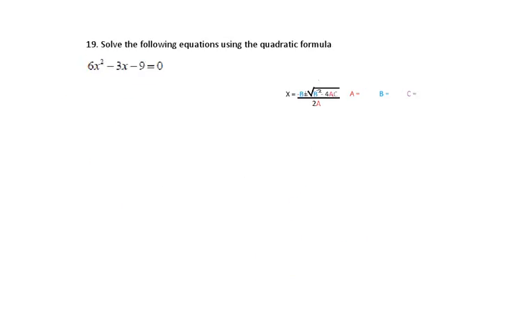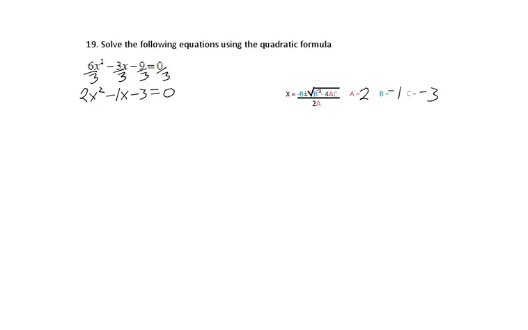Number 19. You don't have to do what I'm about to do, but it makes factoring easier. Notice that 6, 3, and 9 you can divide by 3. So I'm going to divide all the numbers by 3. So you get 2x squared minus 1x minus 3 equals 0. So a is 2, b is negative 1, c is minus 3.